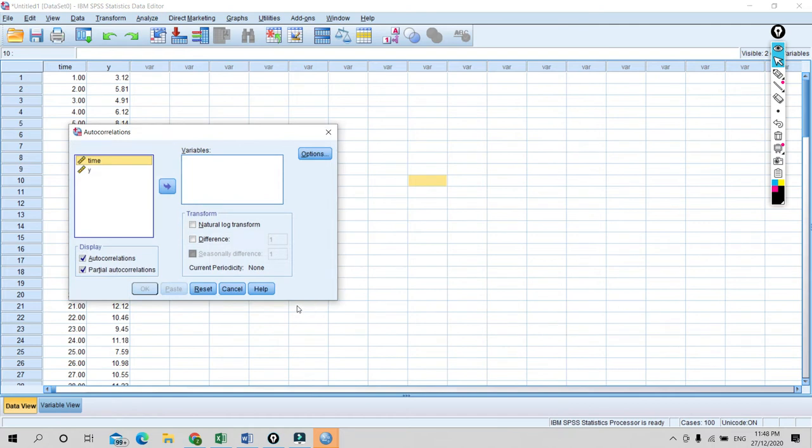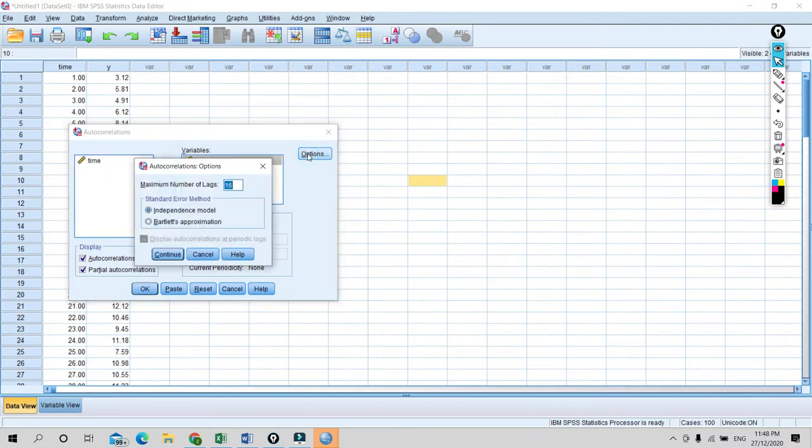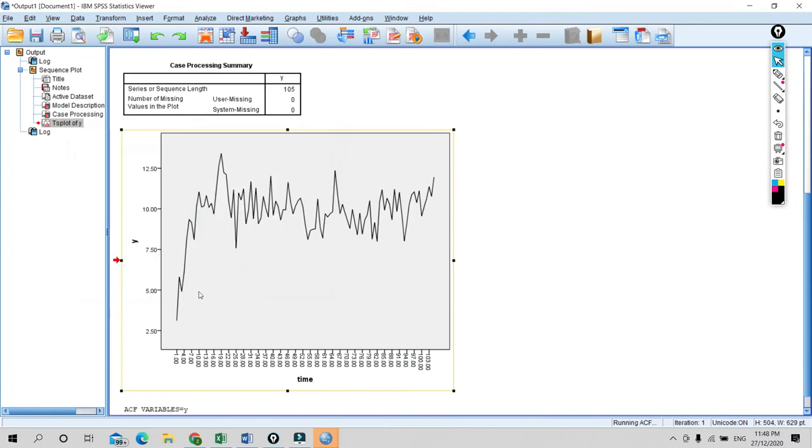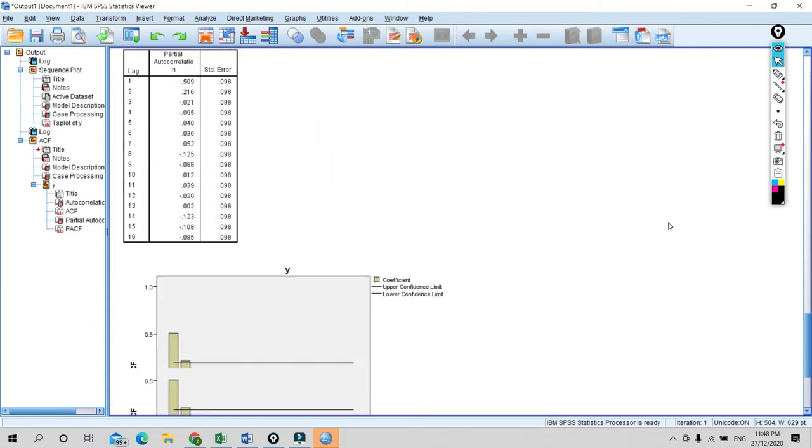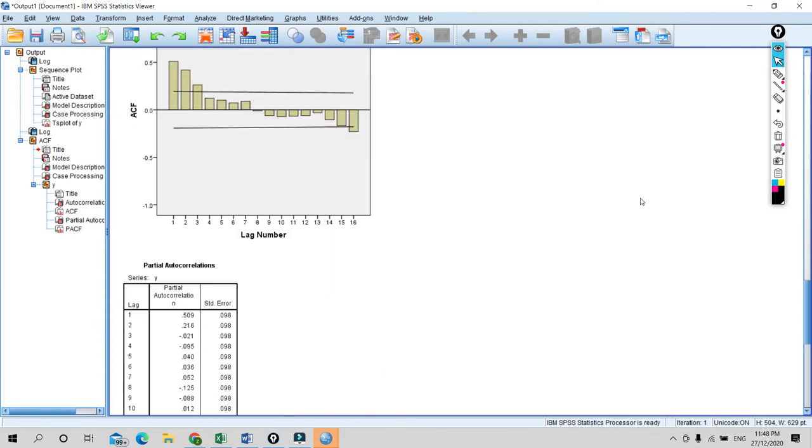Now I want to find the autocorrelation and partial autocorrelation. So I just pick Y here, just Y. In options, I do a lag of 15. So just continue, click OK there. So there is a graph there. This is an ACF graph, and this is a PACF graph.